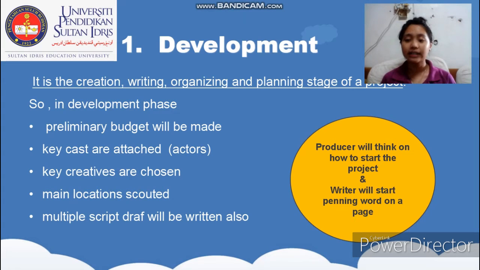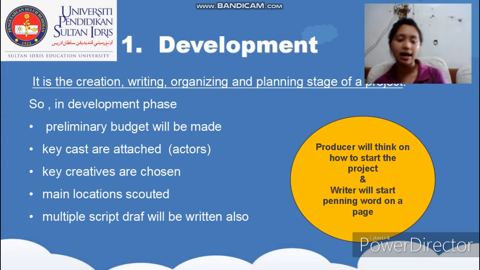In the development phase, a preliminary budget will be made, key cast are attached, key creatives are chosen, main locations scouted, and multiple script drafts will be written also. The preliminary budget means you have to think of which aspects you will use money on. For example, if you want to book a location, you need money. If you hire an actor, maybe you need to pay money. There are more aspects you have to think of, and then you write down the draft cost of the budget that you need.